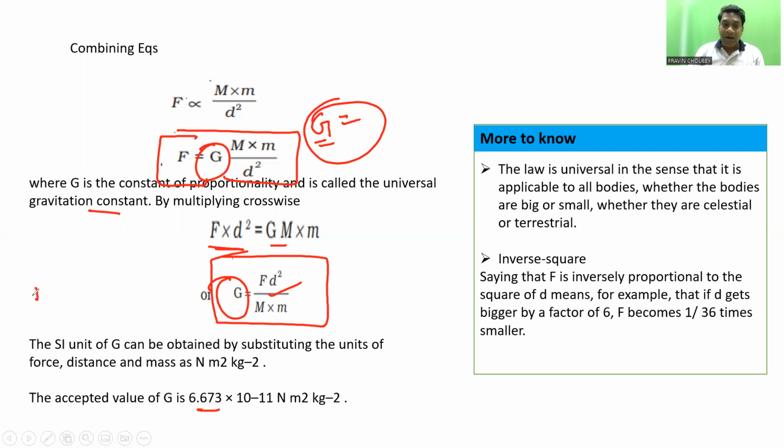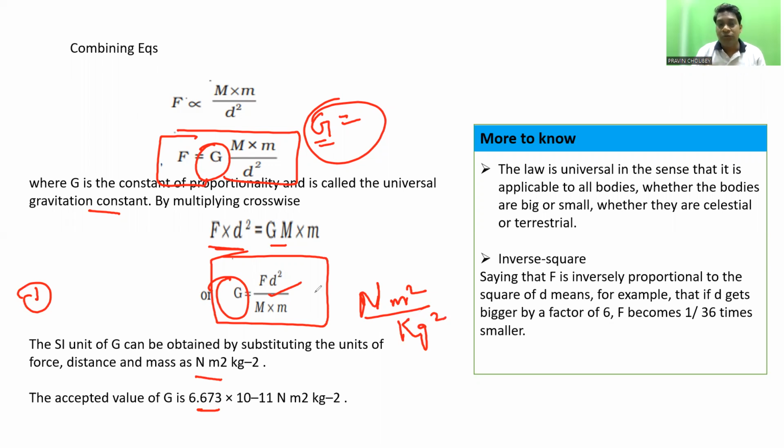One important question they can ask you in the exam is about the SI unit of G. What is the SI unit of G? The SI unit of G is Newton meter square per kg square. Newton is force, meter is the distance, and kg square is the mass of the two bodies, kg in kg.